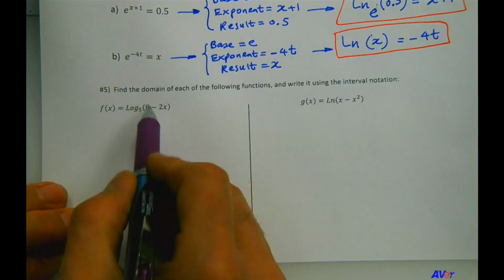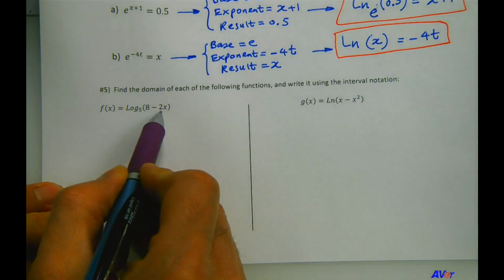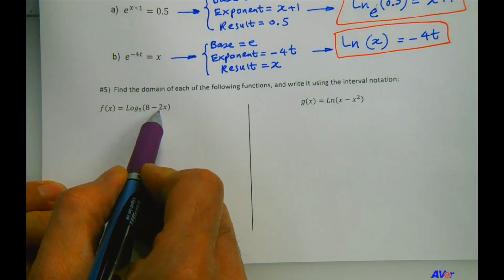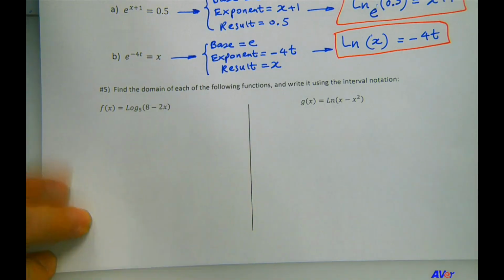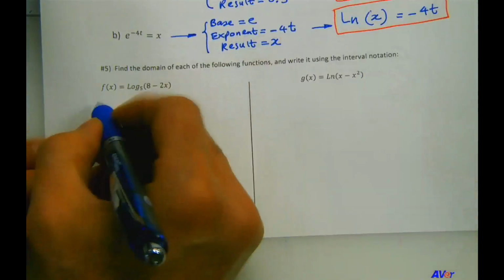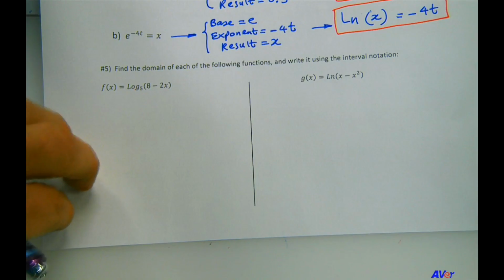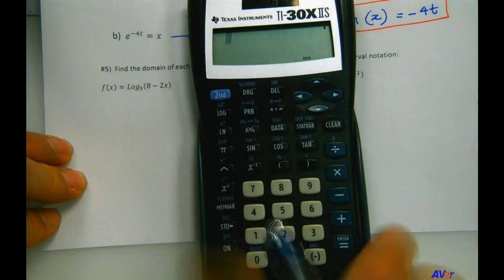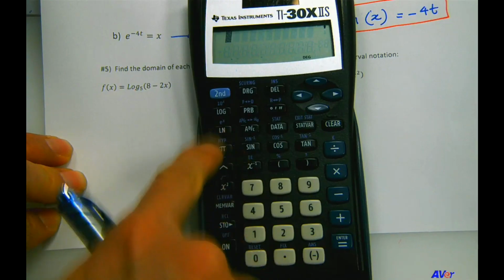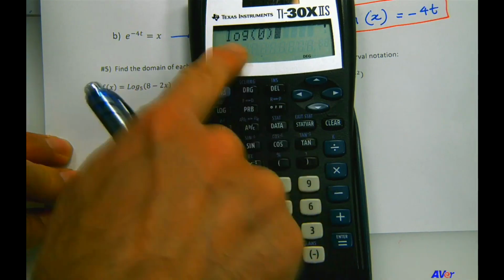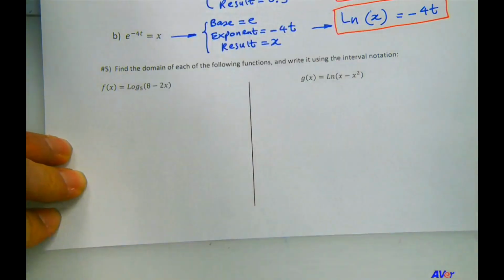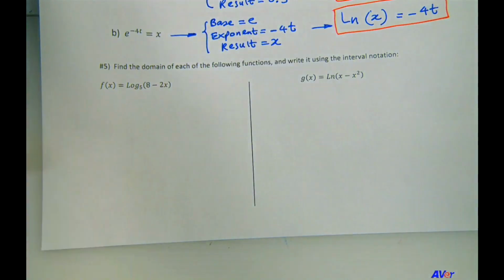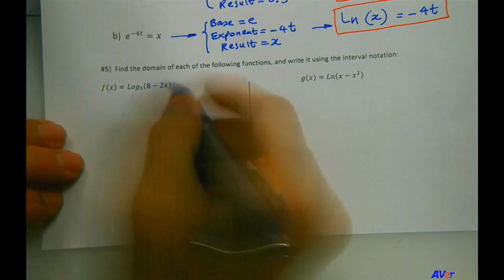So that means that this 8 minus 2x is never allowed to be negative, right? Because log of a negative number, which would be 8 minus 2x, does not exist. By the way, log of 0 also does not exist. I should have said that as well. So here, let me demonstrate. If I take the log of 0, error. So the log of 0 and negative numbers do not exist. Okay, so log of a negative number does not exist. Log of 0 does not exist. That affects how we find the domain.